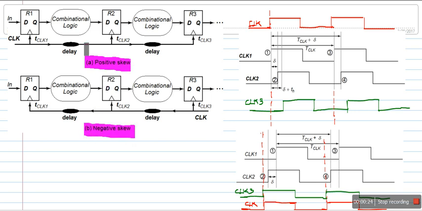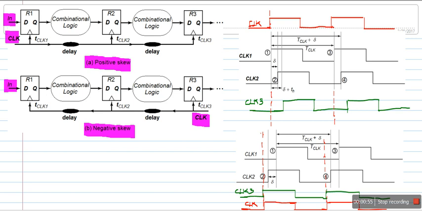As we discussed in the previous lectures, a positive skew is obtained in the circuit when both input flow and the clock flow are in the same direction, whereas we will get negative skew in the circuit when both input flow and the clock flow are in opposite directions, right? So now we'll have a look at how to draw the timing diagram for positive skew. Let's start with the positive skew concepts.